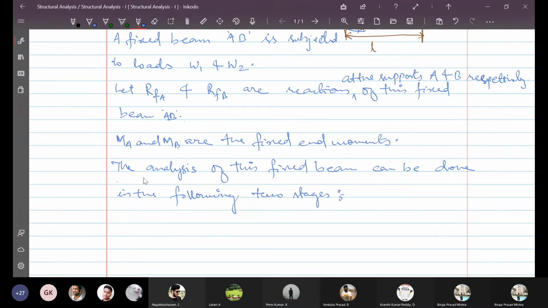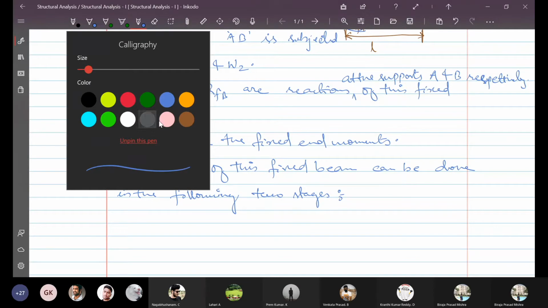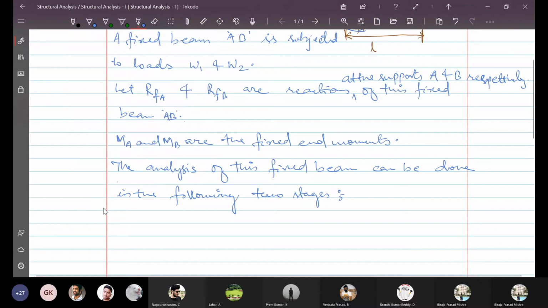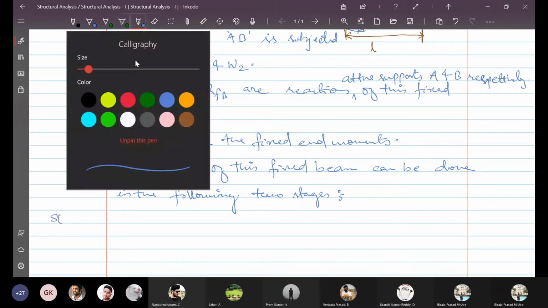Okay, now what is the first stage? Let me change the color of the ink so that it will look somewhat good to you. Okay, so the first one, let us say, is stage 1.